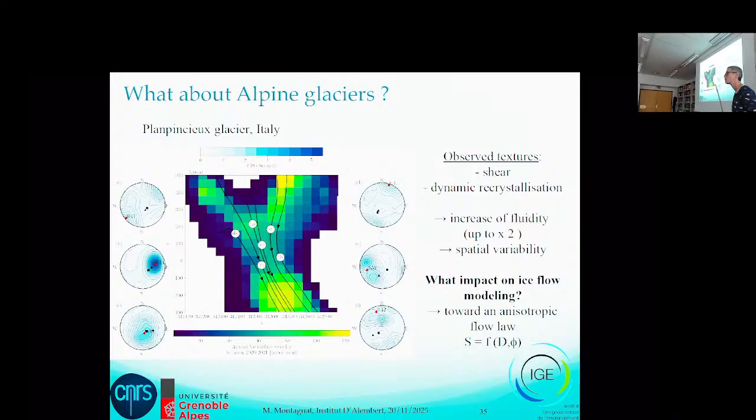And it was also simpler to put dynamic crystallization into the modeling, because with viscoplastic self-consistent, at least the one we use, we don't have dynamic crystallization. So does that answer your question?